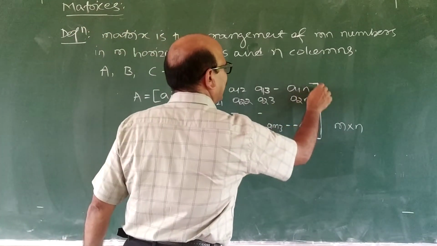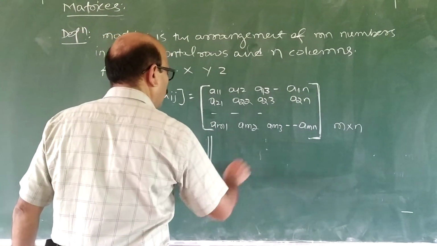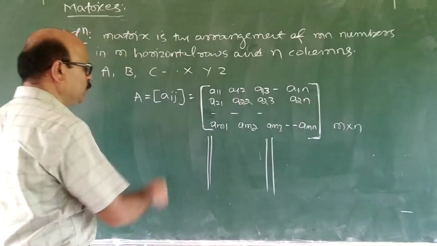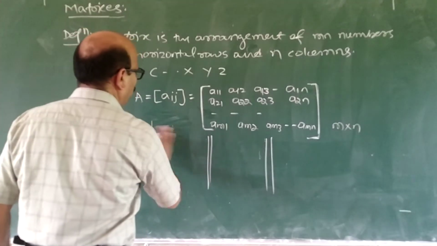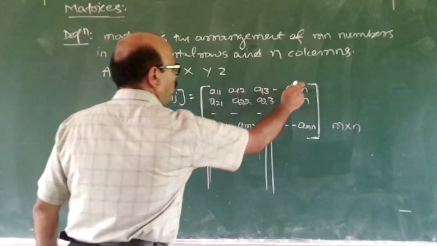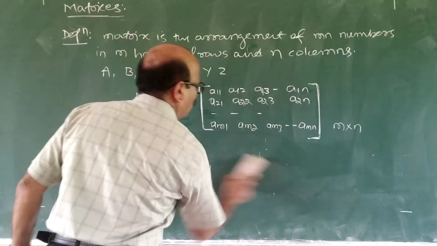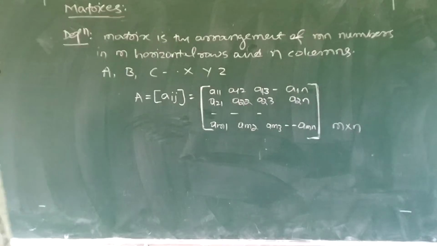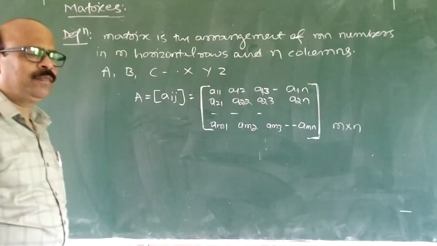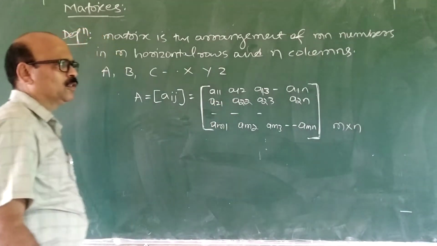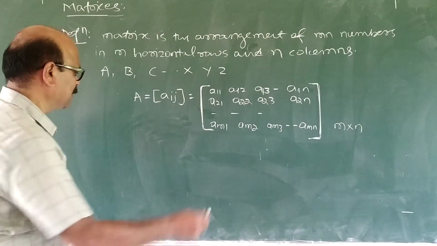The elements of the matrix are enclosed between two square brackets or two double lines like this. But if you use a single line, that becomes the determinant. So about the notation, you should always be very careful. You can use square brackets or double lines. Usually I prefer the first notation, square brackets. Now this is the definition of a matrix. Since you have studied it already, I think you can easily follow this one.